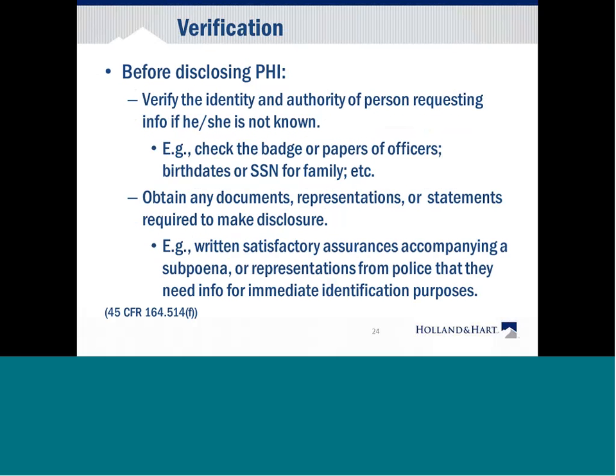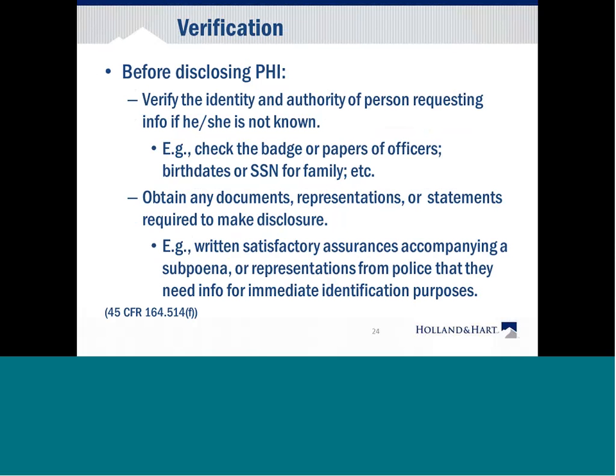HIPAA says, okay, even if you can make the disclosure, we want you to take reasonable steps to verify the identity of the person to whom you are making the disclosure if you don't know them. So you need to verify that they are who they say they are and that they are entitled to have the information. Now, what kind of steps? Does that require some kind of a blood test? No. All you've got to do is take reasonable steps.